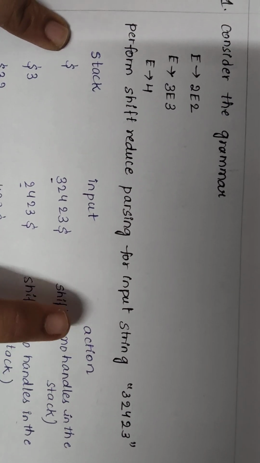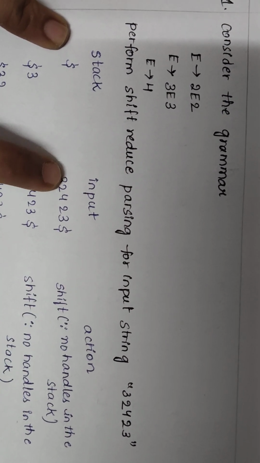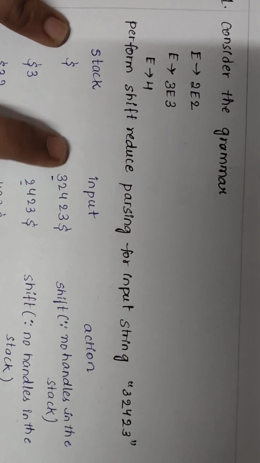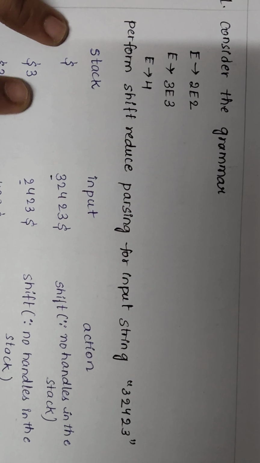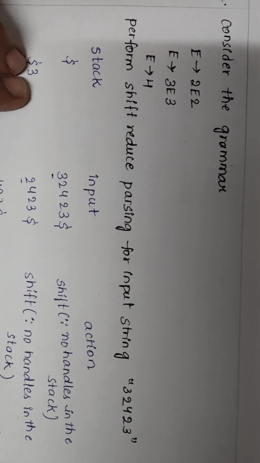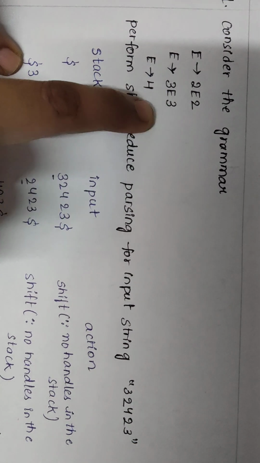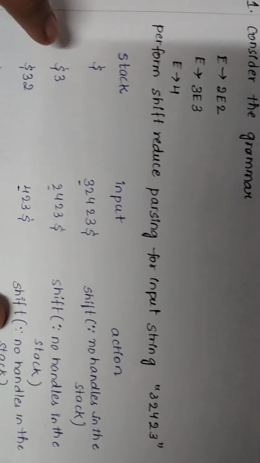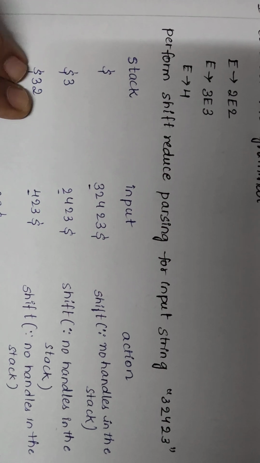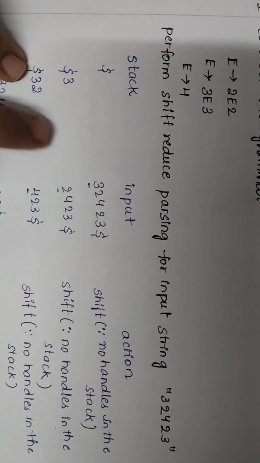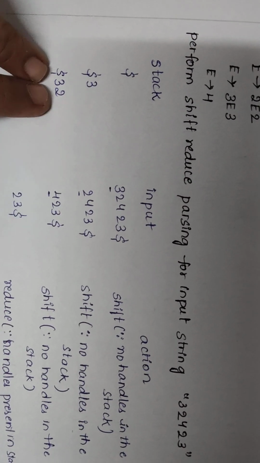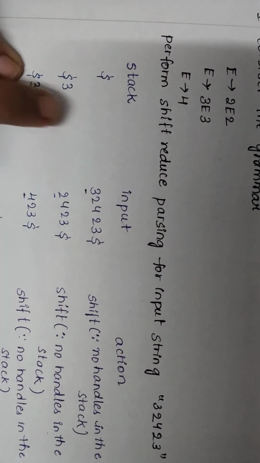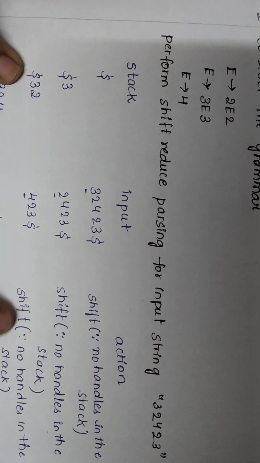How to perform this shift? First element you need to shift here. This element will be shifted here. Okay, next, do we have 3 in the right side of the grammar? No, right? So again shift, since no handles in the stack, so this 2 will be shifted here. Next, do we have 3 2? No, right? We don't have 3 2 in the right side of the grammar, so shift.